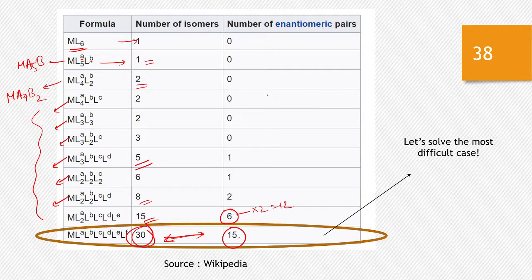And that was also evident from what we discussed in the beginning of the video. In the first 5 minutes we were talking about this MA4B2 type of complex or molecule. In that we had 2 isomers but no enantiomeric pairs, right? So you also have an idea that that is going to happen. And of course, the odd number of isomers, we have also discussed.